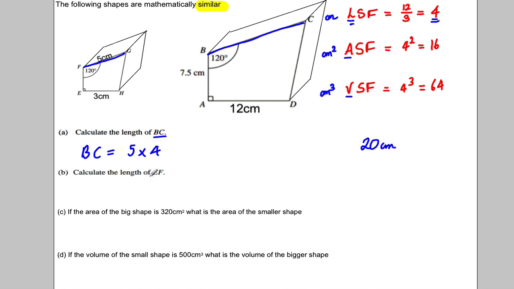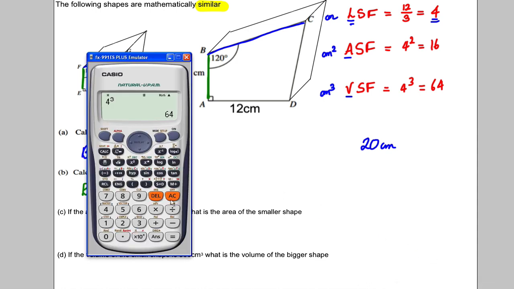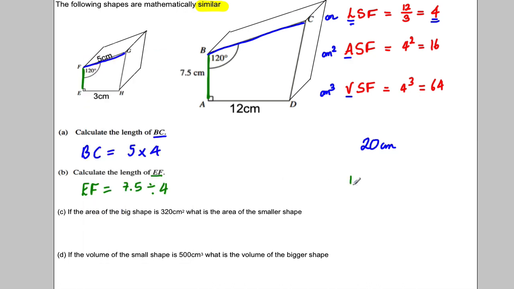Okay, the next one, the length of EF. So EF, let's identify EF. Oh, it's on the small shape. Do we have the one on the big shape? We do, it's 7.5. So how do we go from big to small? We divide. So the length of EF must be the big side, 7.5, this time divided by the length scale factor of 4. So we get the calculator out, 7.5 divided by 4, and we get 1.875. So the answer is 1.875 and centimeters again.